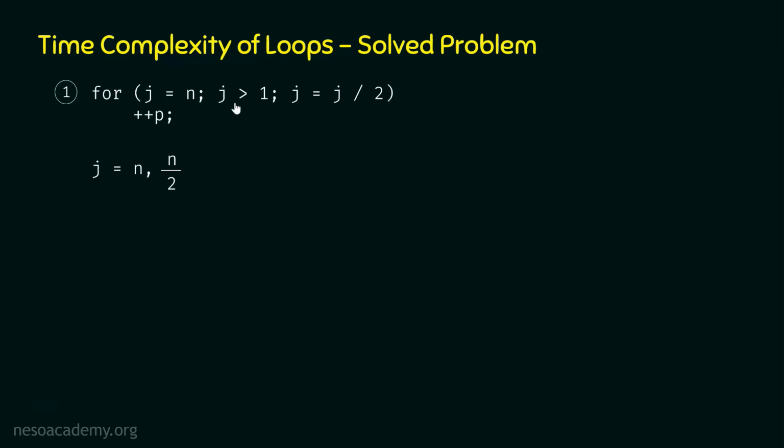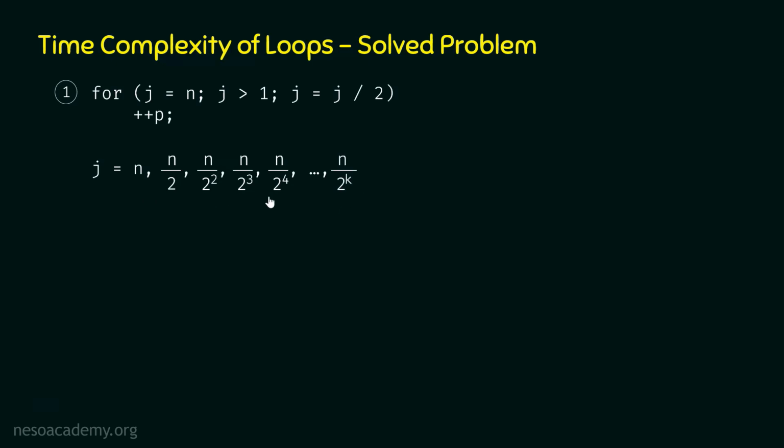After this, j is again compared with 1. Let's say n by 2 is greater than 1. The condition is satisfied. The statement will execute and j is updated to j divided by 2. We now need to divide n by 2 by 2. We will get n by 2 square. So this is the new value of j in the third iteration. In the fourth iteration, the value of j will be n by 2 power 3 because we again need to divide j by 2. In the next iteration, the value of j will be n by 2 power 4. This will continue up to, let's say, n by 2 power k.